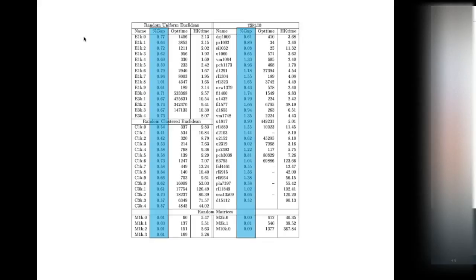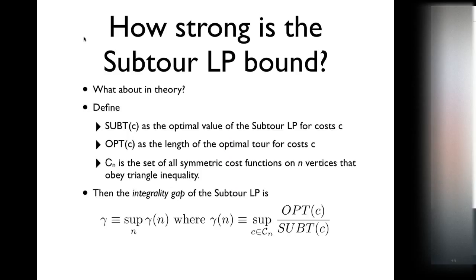So that's the practice. What about the theory? How good is this bound theoretically speaking? In the worst case, how bad can it possibly be? And for that, we measure something that we call the integrality gap of the subtour LP, which I'm going to denote by gamma. And what gamma is supposed to be is the ratio of the worst possible case between the cost of an optimal solution and the cost of the subtour LP.